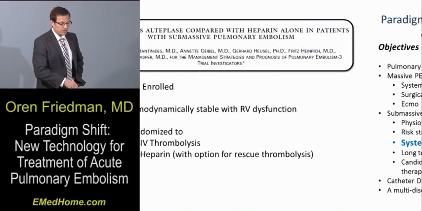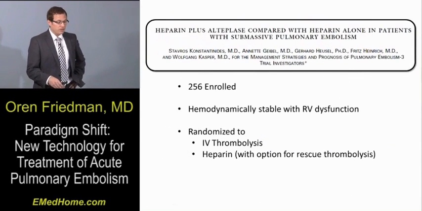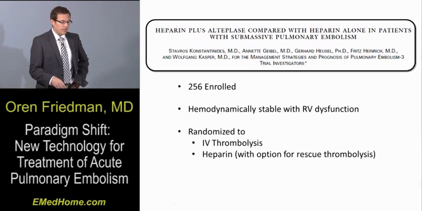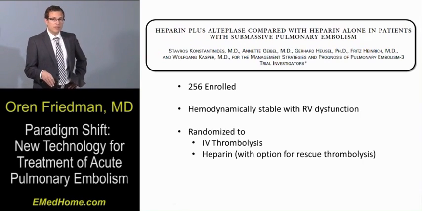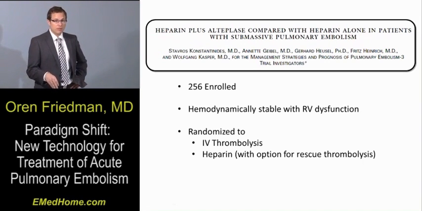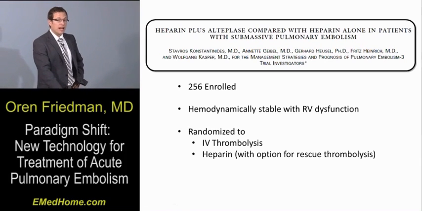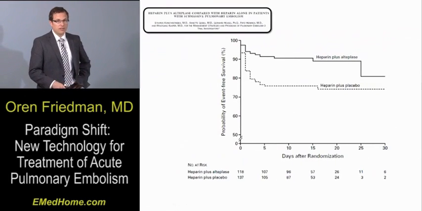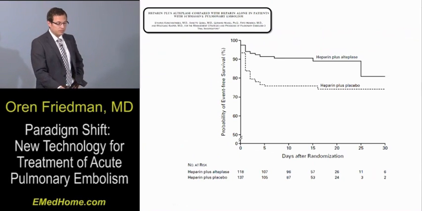in the submassive pulmonary embolism population. This trial came out in 2002. The New England Journal of Medicine, they enrolled 250 patients. These were patients who were hemodynamically stable with submassive pulmonary emboli, and they were randomized to either upfront IV thrombolytics or heparin, with the option to use rescue thrombolytics if they then became hemodynamically unstable later in their course. You can see they met their clinical endpoint, which was a combination of death or hemodynamic deterioration.